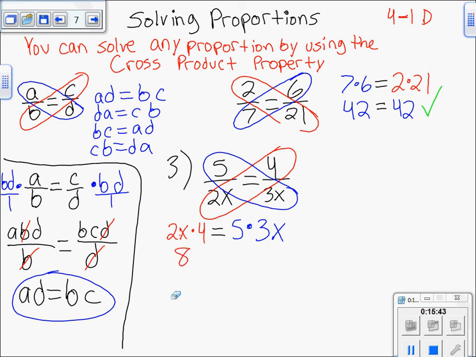I already kind of jumped ahead on that one. But I just want you to know the order you write them in does not matter. So that gives you 8x. Even if you have them flipped, that's okay. All right, so we have 8x equals 5 times 3x. Well, that's going to be 15x. So we have 8x equals 15x.